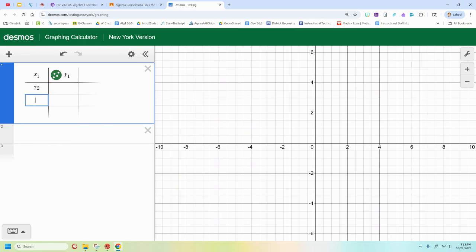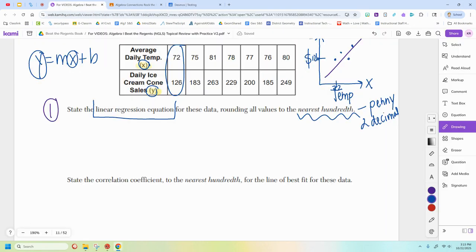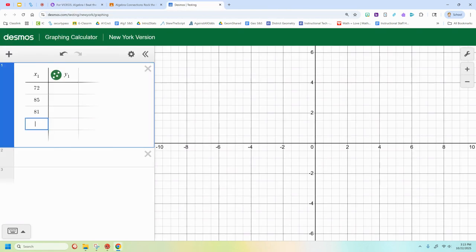72, enter. 85, enter. 81. I really hope I didn't mess up those numbers. I'm going to go back and check. Oh, I did. 72, 75, 81. And so that's a big idea right there. You don't want to mess up your data. Let me fix that. And so you can type in all the X values going down, and then you're going to type in all the Y values going down, and then confirm that your table matches.